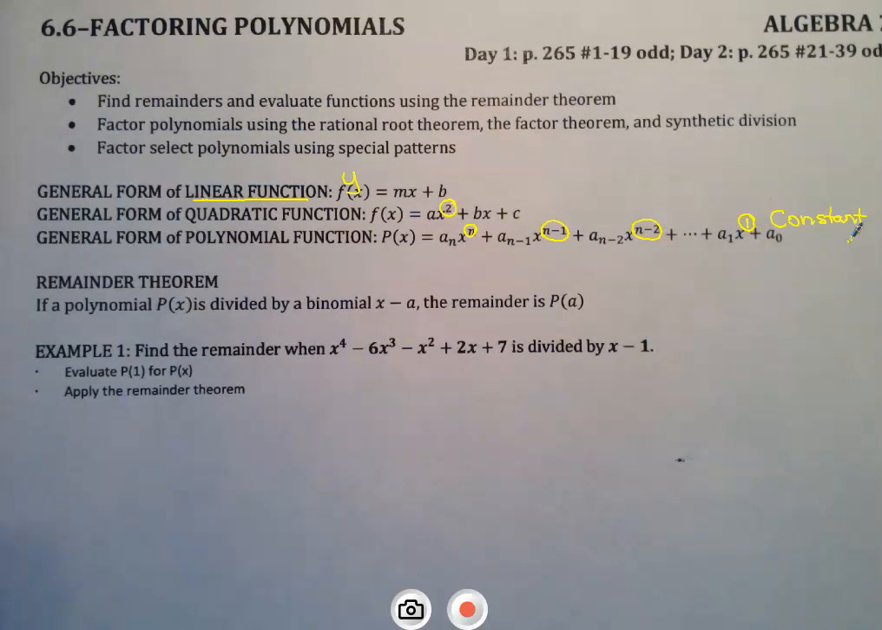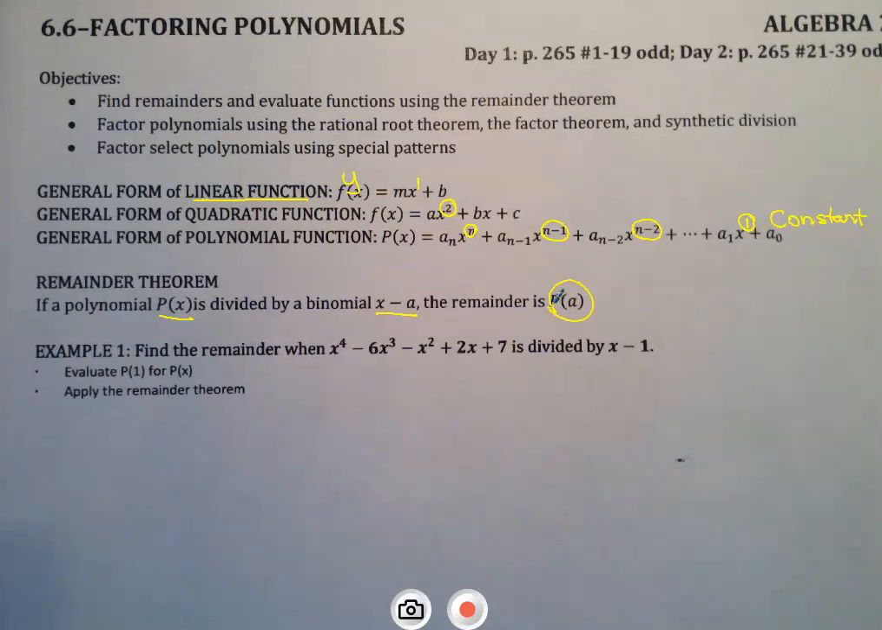So that's just to help us think, all right, if the highest exponent I have is x to the power of 1, it's linear. If I have x to the power of 2 or whatever variable, it's quadratic. If it's anything greater than that, it's a polynomial function. Okay, so then the remainder theorem. If a polynomial, which we would write as p of x, is divided by a binomial x minus a, the remainder is p of a.